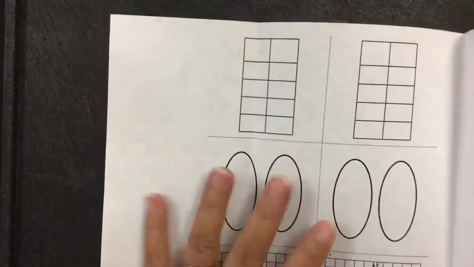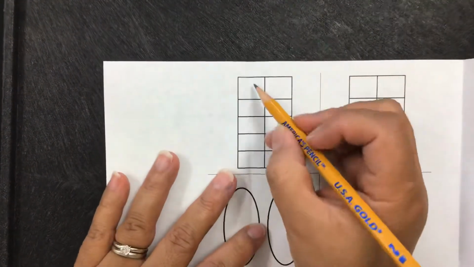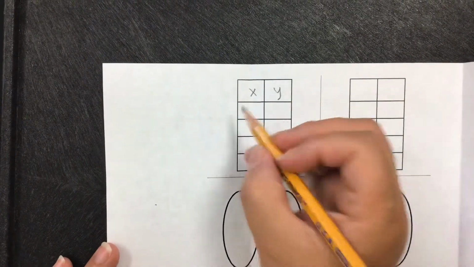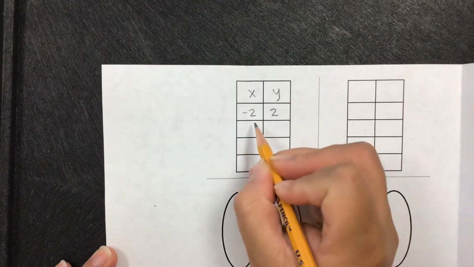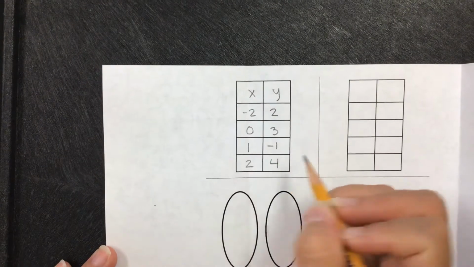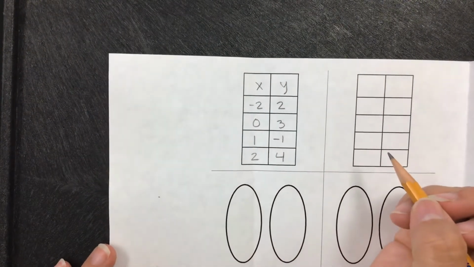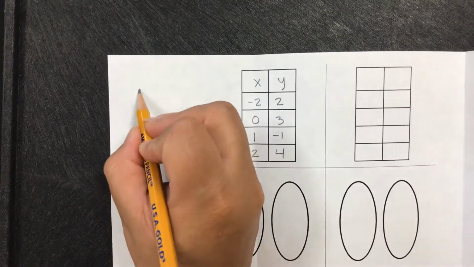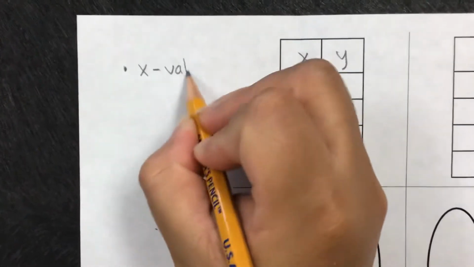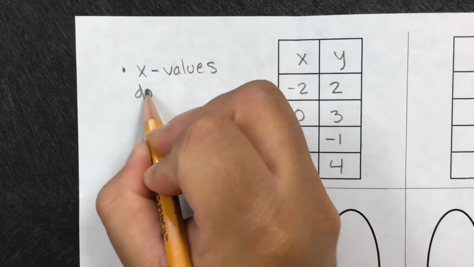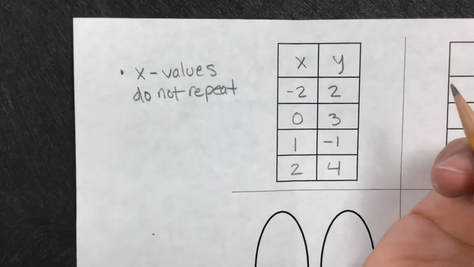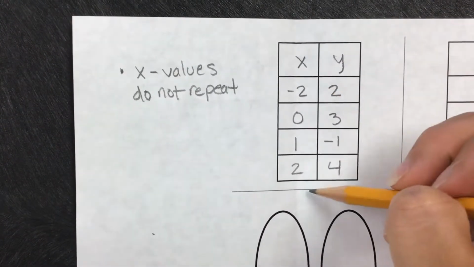Let's open it up. So right here what we have is a table, and on the table we have an x and y value. We can make up any points, but I want you to write -2, 2, 0, 3, 1, -1, 2, 4. And for it to be a function, what you're looking for is that the x values do not repeat. So as you can tell, none of the x values repeat.